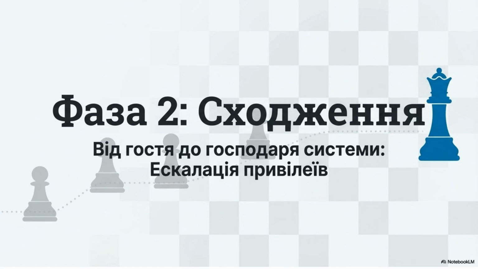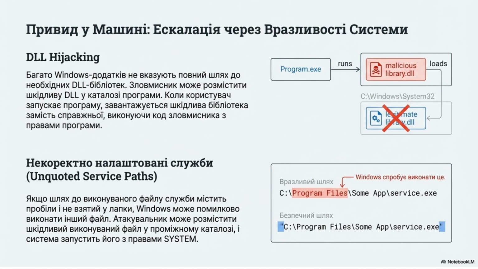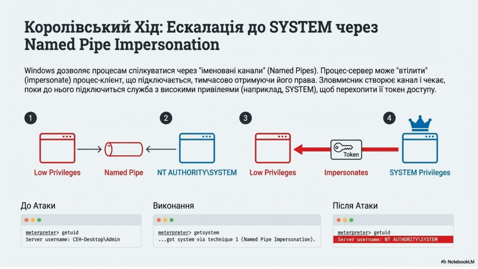Phase 2. Ascent. This phase is about moving from a guest to the system master through privilege escalation. Escalation can occur through system vulnerabilities like DLL hijacking, where a malicious DLL is placed in a program's directory. Another method is through misconfigured services, such as unquoted service paths, which allows the system to mistakenly execute a malicious executable with system privileges. The royal move: escalation to system via named pipe impersonation.